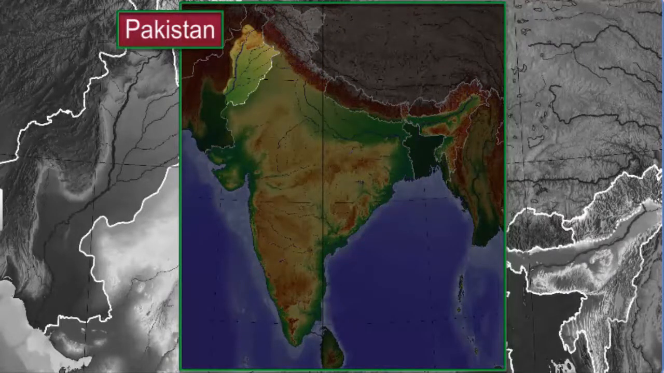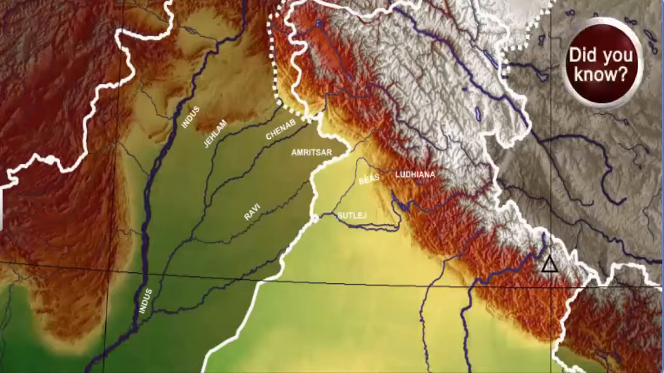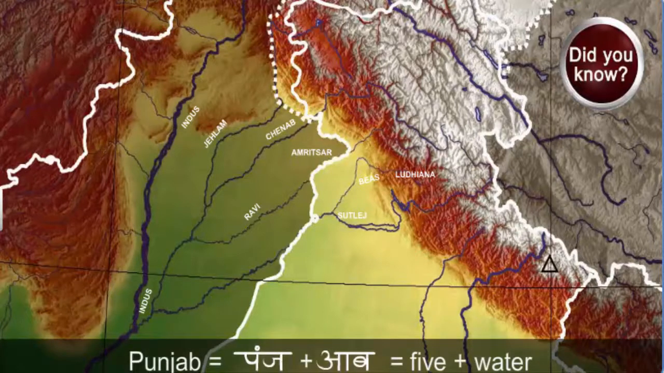Did you know? The name Punjab is made of two words, Panj and Ab. Panj means 5 and Ab means water. As you can see, the name Punjab is based on the 5 rivers that drain the state.